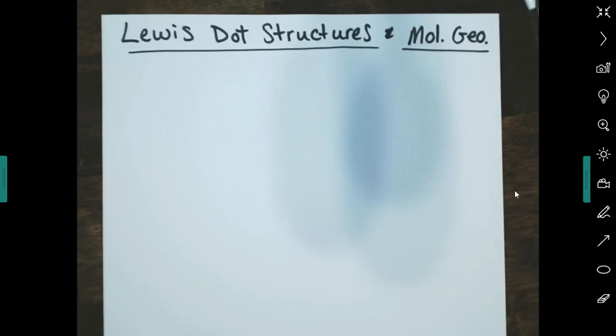Hey guys, today I want to review with you Lewis dot structures and molecular geometry. It's a good idea to maybe take notes with me because I'm going to be going over some stuff that will show up on comps. So make sure you're paying attention.